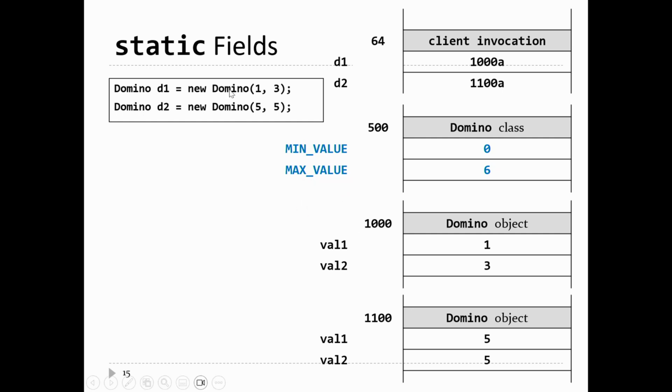Right? When you make a new domino object, you make a copy of the class, right? But you don't copy the static fields, right? You only copy the non-static fields, because the static fields belong to the class. So you would copy val 1 and val 2 to make a domino object here. We make a second domino object there. The constructors fill in the values 1 and 3 for val 1 and val 2, and 5 and 5 for the second. So that's what it looks like in memory. Class, static fields. Objects, non-static fields. These 2 domino objects can still use the static fields.